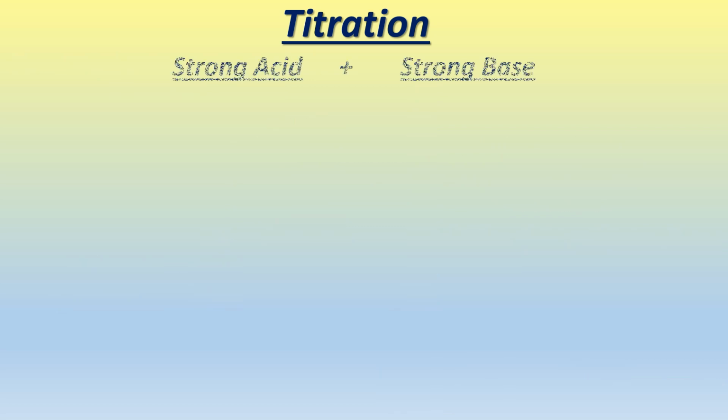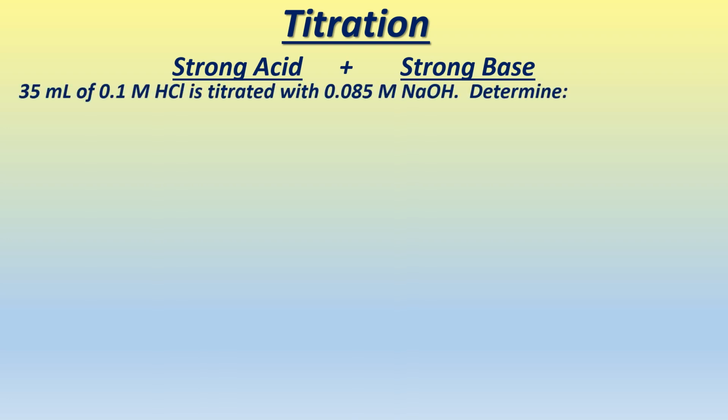To understand acid-base chemistry will require going into titration curves in some detail. We'll start with the titration of a strong acid and a strong base. Specifically, 35 milliliters of 0.1 molar HCl will be titrated with 0.085 molar sodium hydroxide, a strong base. Several things will be determined. First of all, we would need to know what would be the initial pH of the HCl solution.